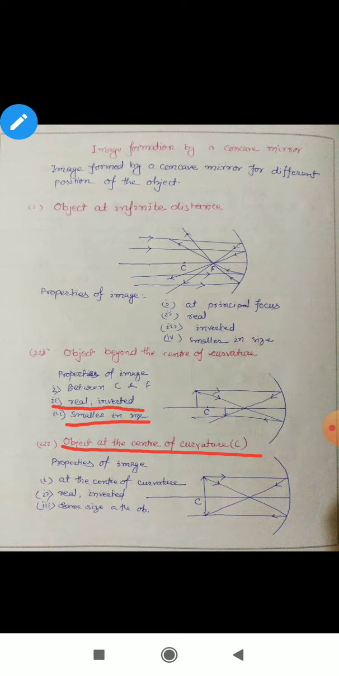And student, you can see here also both the rays after reflection are intersecting at a certain point, and at that position only, where the two reflected rays are intersecting or appear to intersect, exactly at that same point the formation of image will take place. And here also it is taking place at C only.